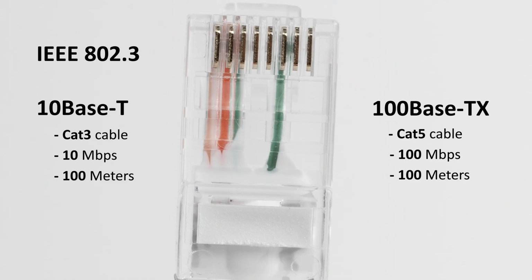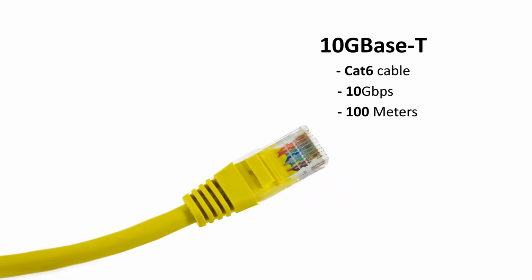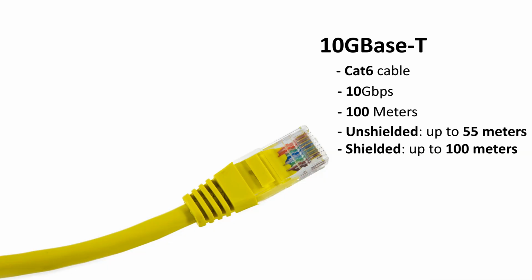Then we moved on to 1000BASE-T, which supported 1 gigabit per second of network speed with the same 100 meter length. A new version of Cat5 was introduced called Cat5e, which used all 4 wire pairs. From this point forward, Ethernet cables stopped using 2-pair wiring because it couldn't support gigabit speed. After that, we got 10GBASE-T, supporting 10 gigabit per second. This type came in 2 versions, unshielded and shielded. The unshielded version had a cable length of up to 55 meters, and the shielded version had a cable length of up to 100 meters.